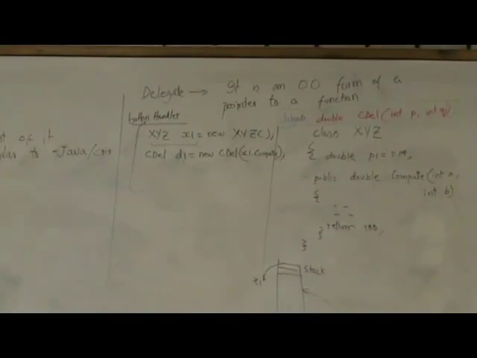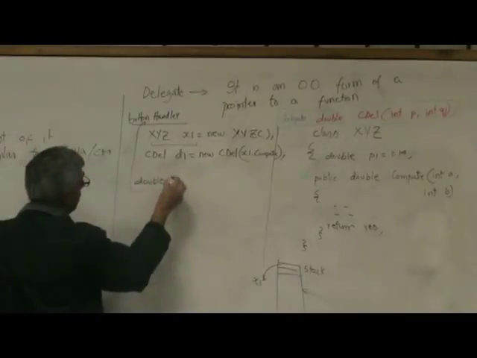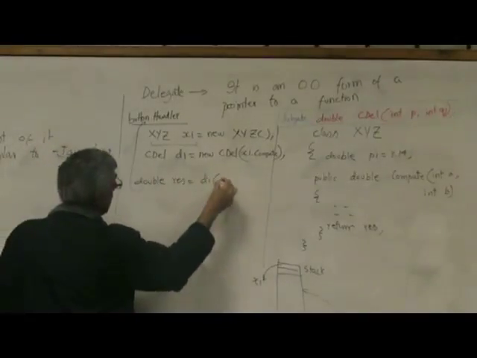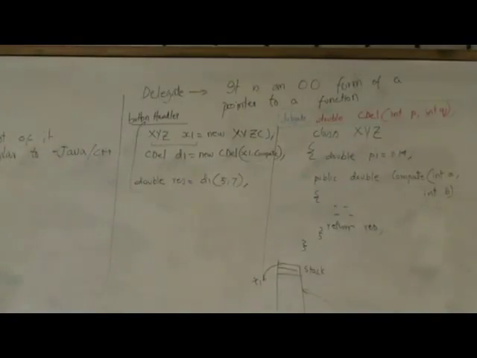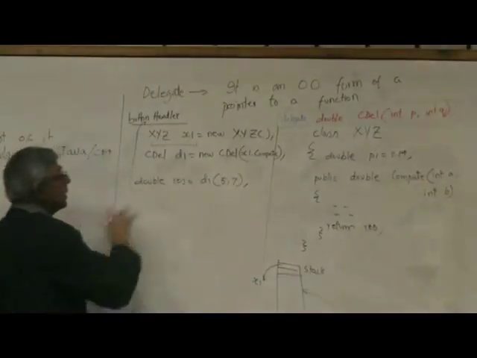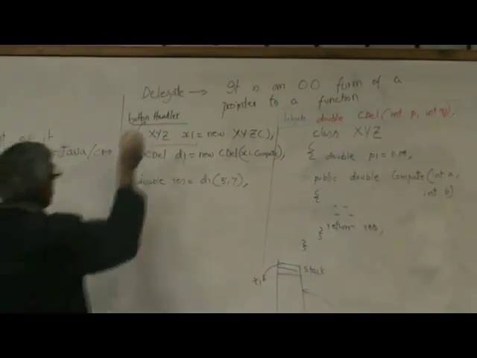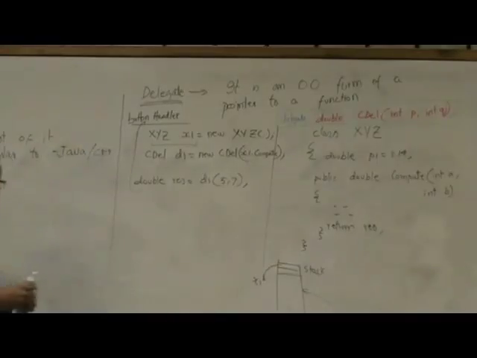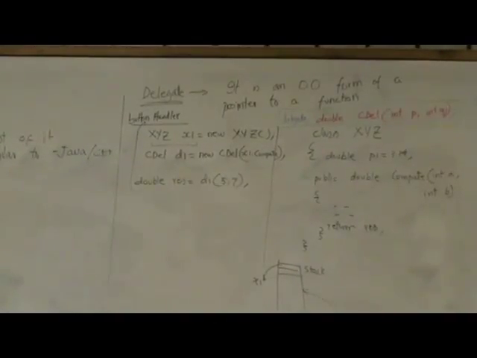If our goal was to make a call to this function, we can simply say, for example, double result equal to B1 of 5 comma 7. So now this will end up calling this function, bringing whatever the result is, and giving it to us. So to summarize, what is a delegate? The job of a delegate is to point to a function. Very simple, right? So it's like a pointer to a function.